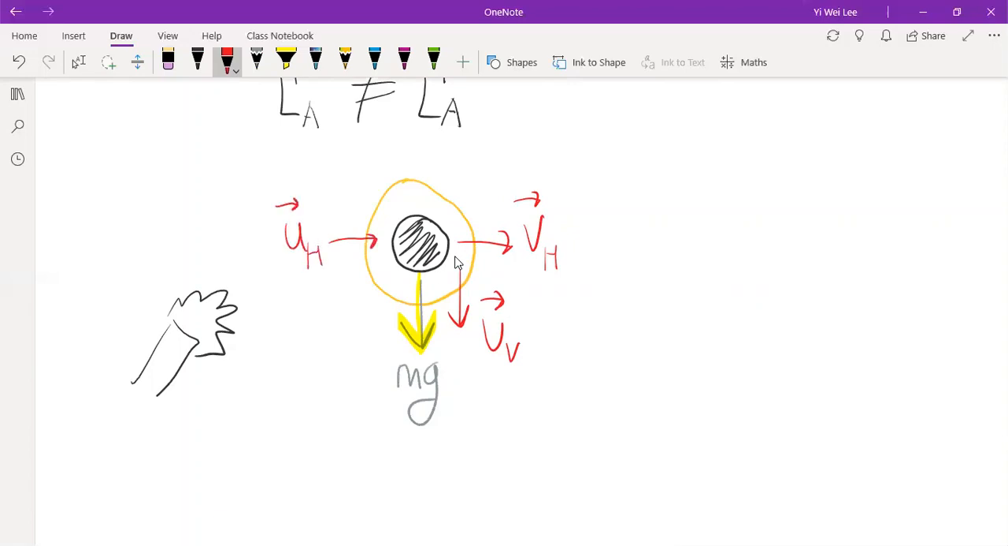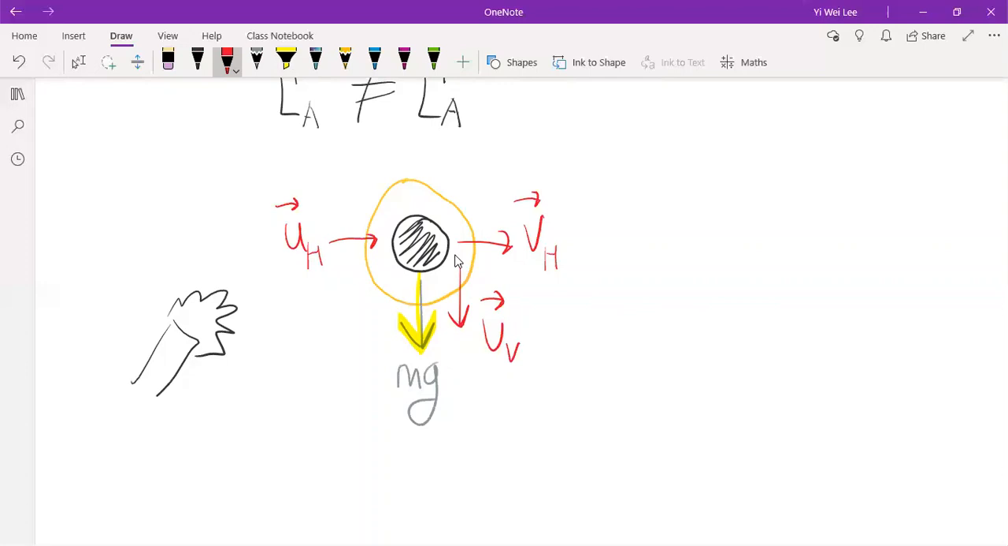So in other words, let's say I shoot this cannonball, and immediately after I shoot it into the air, I measure the horizontal velocity of the cannonball at UH, and I start my stopwatch. Maybe after 5 seconds, I record the horizontal velocity of this cannonball as VH. I do the same thing for the vertical velocity.